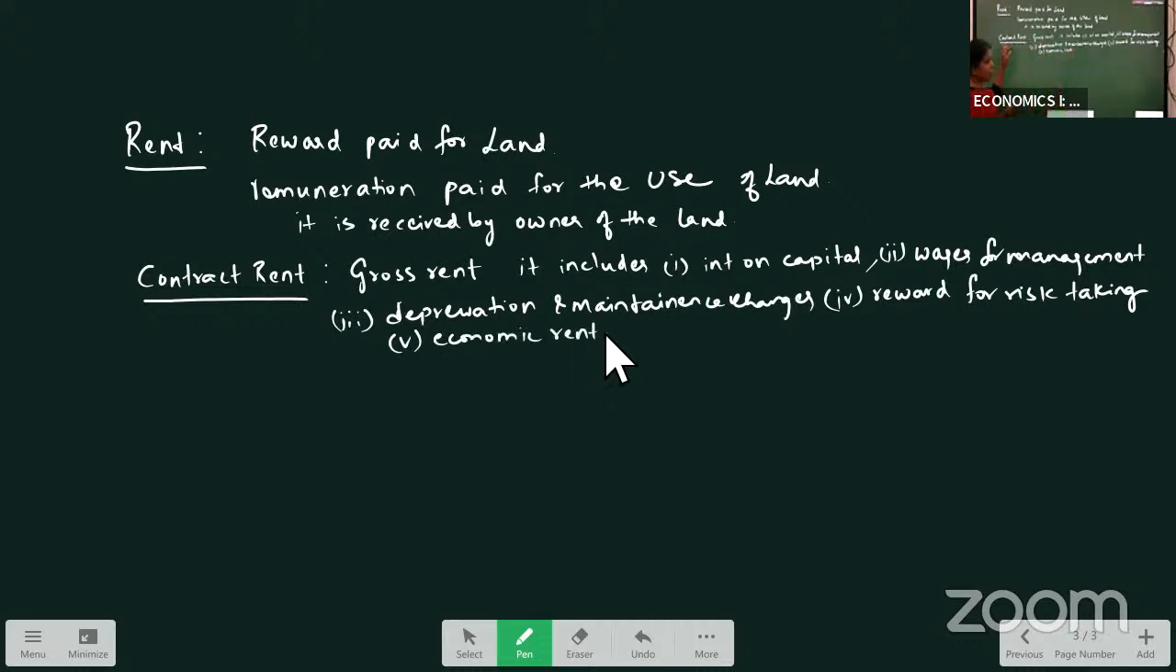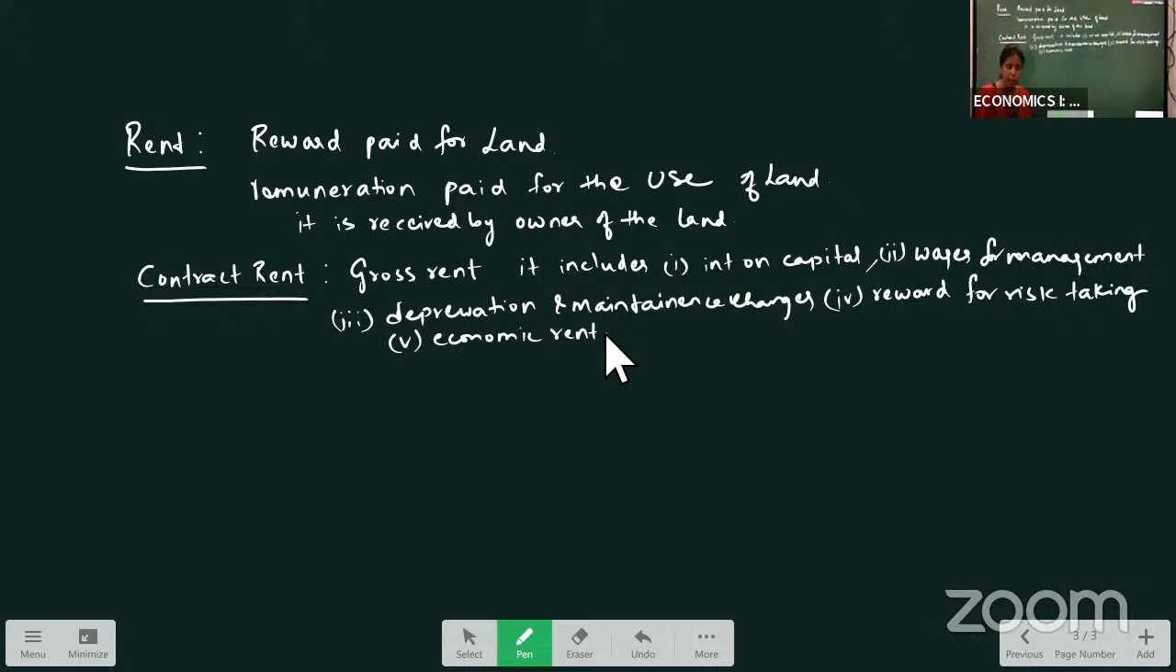So see, what is contract rent? Contract rent is received by the owner of the land. It is also called gross rent. It includes interest on capital, wages for management, depreciation and maintenance charges, reward for risk taking, and also economic rent. So all these are included in the contract rent.